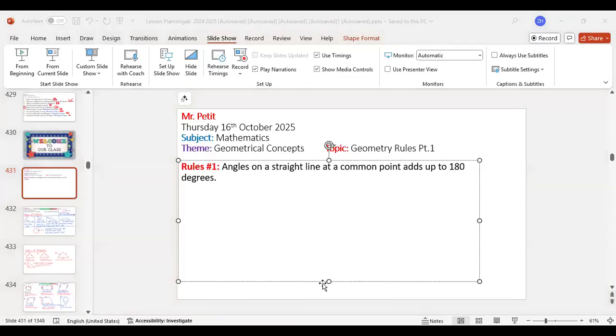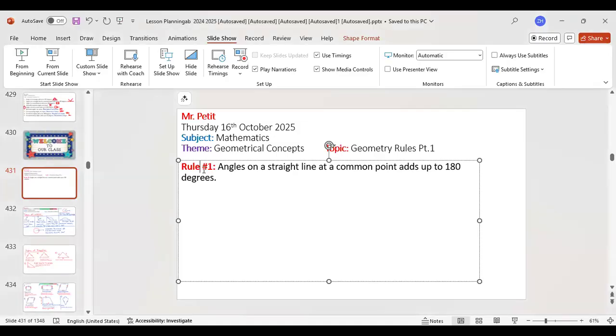All right, so Tyler, can you tell me what is the first rule that I have on the screen? Yes, sir. Rule number 1: angles on a straight line at a common point add up to 180 degrees. Very good. So two things: it must be on a straight line, right? And it must be at a common point. So on a straight line, at a common point, the angles add up to 180 degrees. Let's give some examples of this.